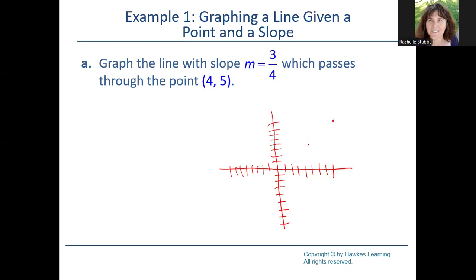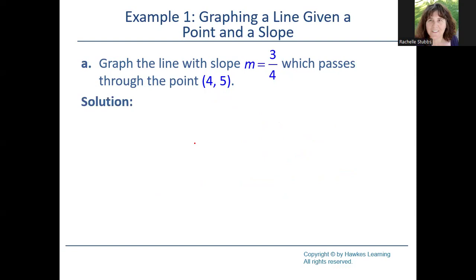Or I could go down 3, 1, 2, 3, and over 4. And then I've got the points that I need, and I could connect them and make the line. Remember, the slope tells me how to move once I find a point on the line. And since I could find (4, 5), I knew I could move up 3 over 4 or down 3 to the left 4. And I've graphed it. That's one way that we could do it.